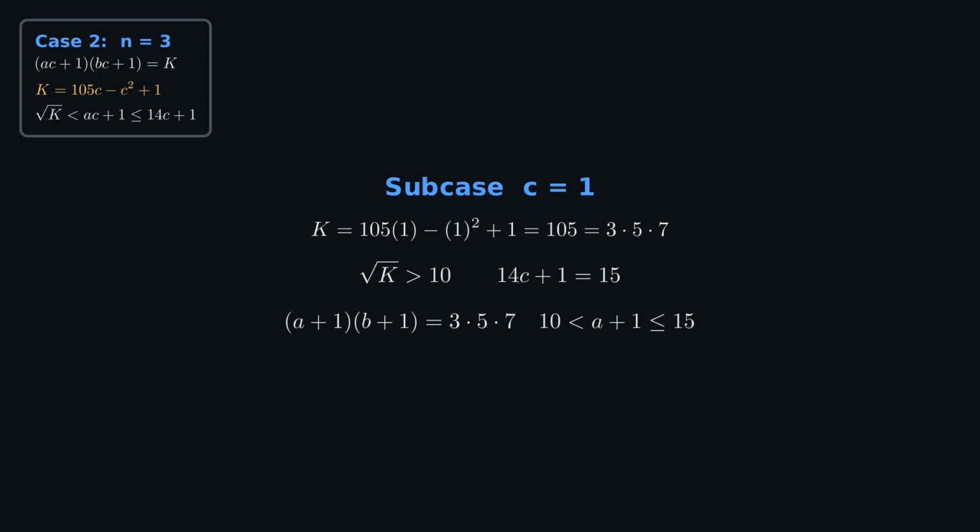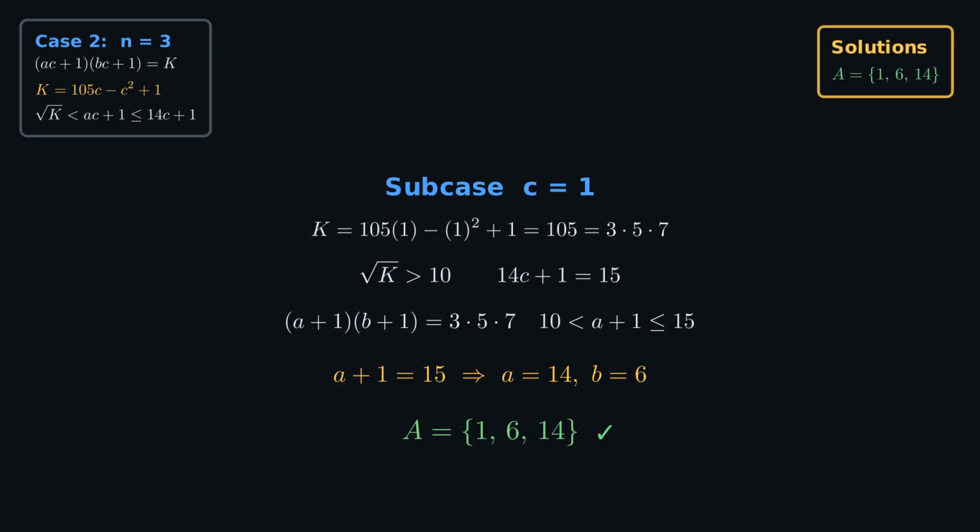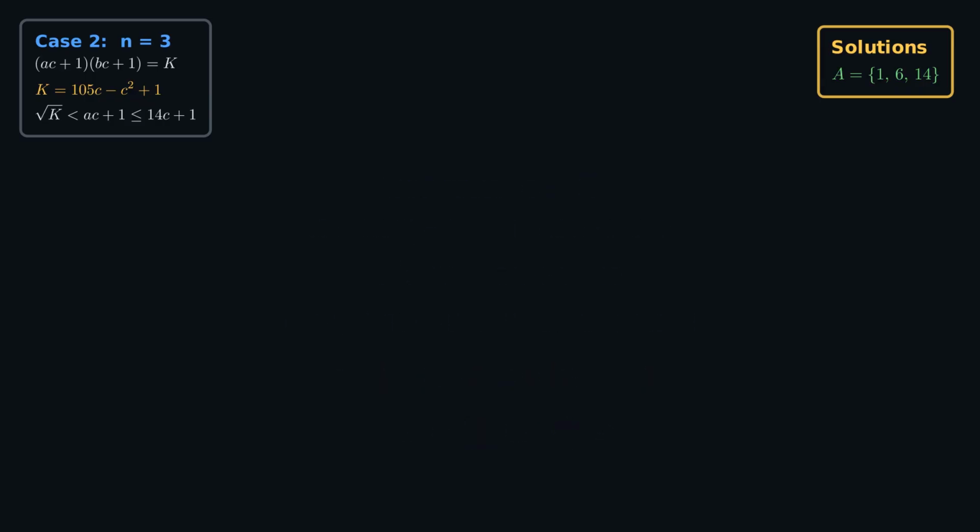So if we look at our equation now, we have A plus 1 times B plus 1 equals 3 times 5 times 7, where A plus 1 has to be between 10 and 15. This only gives us one option, and that's A plus 1 equals 3 times 5, which is 15, which gives us A is 14, B is 6, and we have a solution where the set A is 1, 6, and 14. And that's the only solution for n equals 3 and C equals 1.